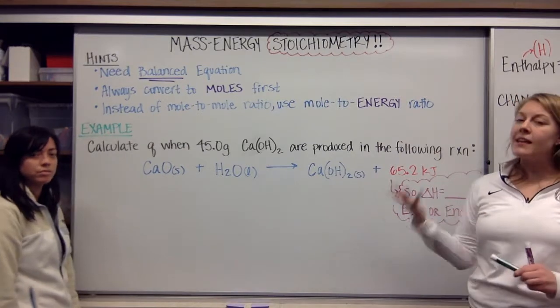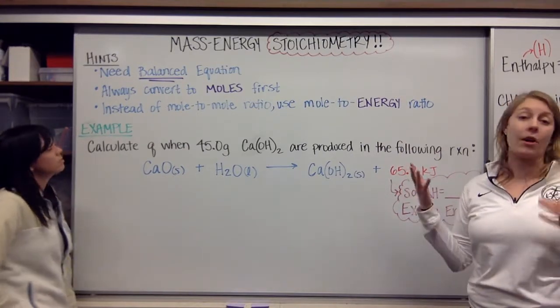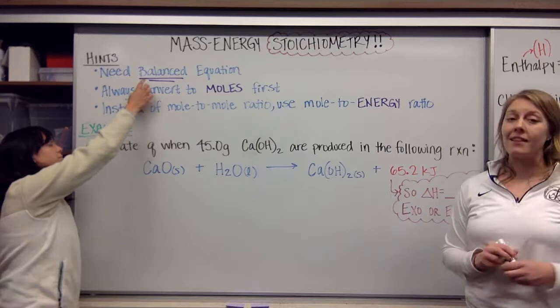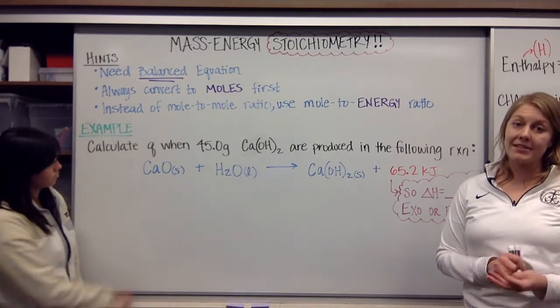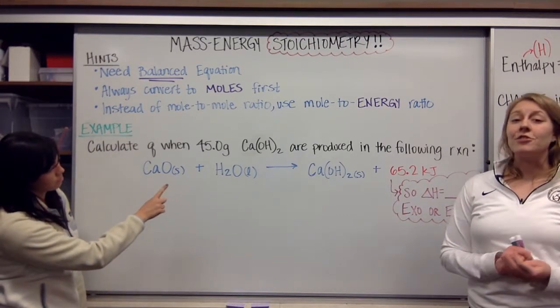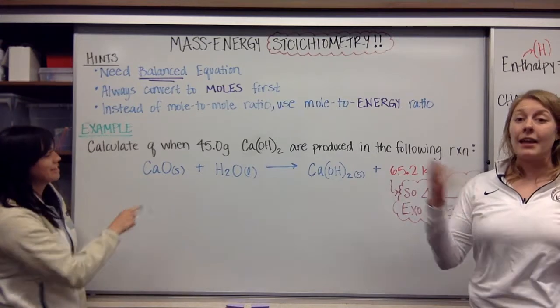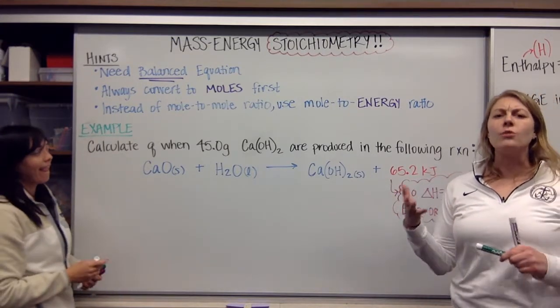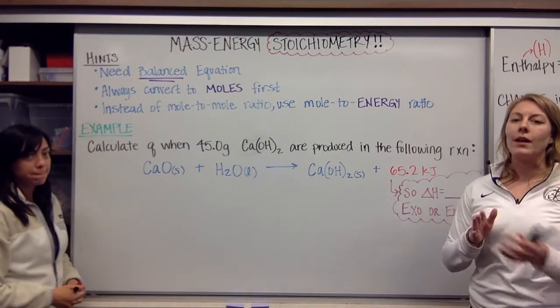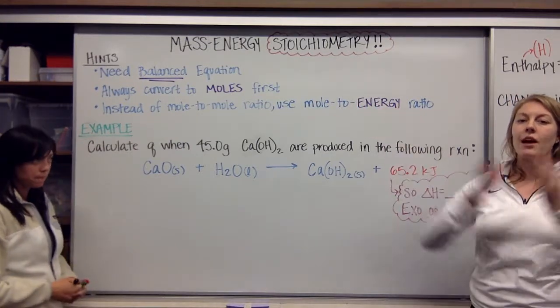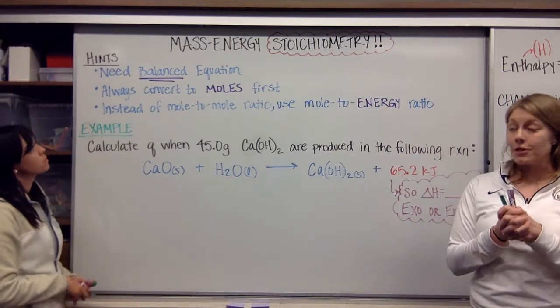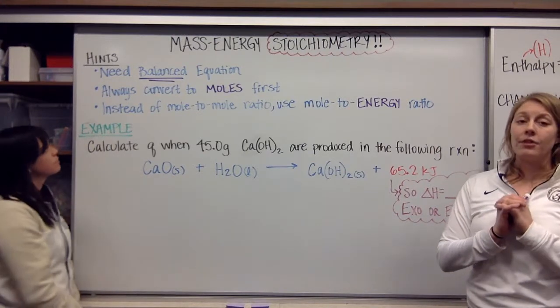Now, some hints in order to do this. Same thing with all stoichiometry: we need a balanced equation. Make sure that your equation is balanced. Second thing is, just like stoichiometry in any other scenario, we're going to go to moles first. Remember mole island. We want to get to moles first, and then we can branch out to figure out the energy.